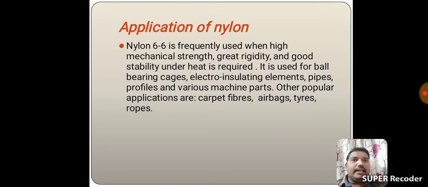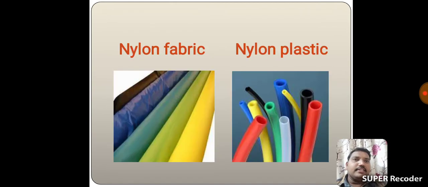Application of nylon. Nylon 6,6 is frequently used when high mechanical strength, great rigidity, and good stability under heat are required. It is used for ball bearing cages, electro-insulating elements, pipes, profiles, and various machine parts. Other popular applications are carpet fibers, airbags, tires, ropes, etc. These are the main applications of nylon.